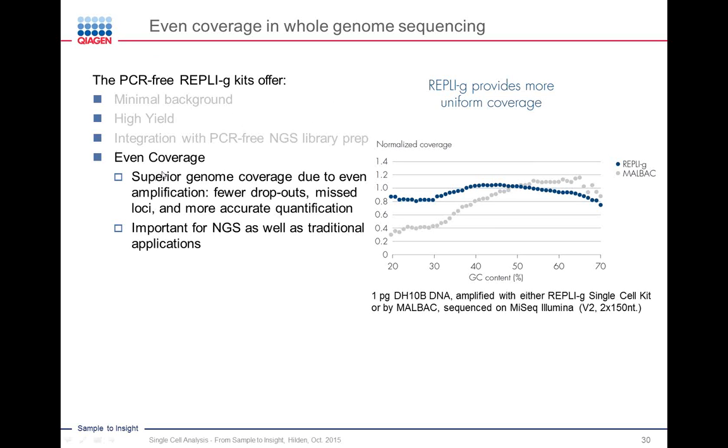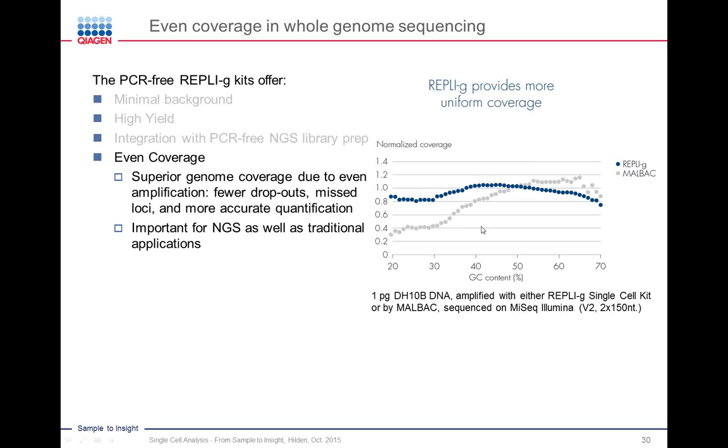The other thing that all of these kits offer is even coverage. So what I mean by this is that when we're amplifying a copy of the DNA, we're not missing parts of it. We're not over-amplifying and we're not under-amplifying parts because they're, say, GC-rich or hard to copy. What this means is that you'll have fewer dropouts. Or I guess the other way to look at it is more of your loci will be present in all of the cells you're looking at. This is a good thing no matter if you're doing NGS or different analysis.